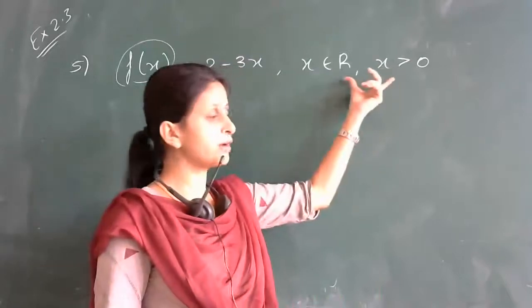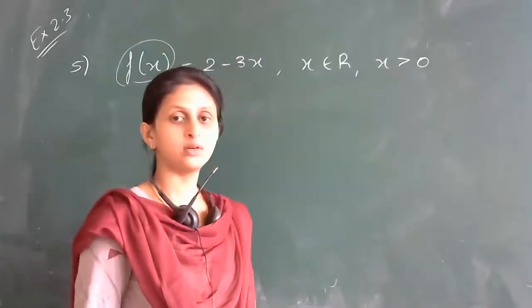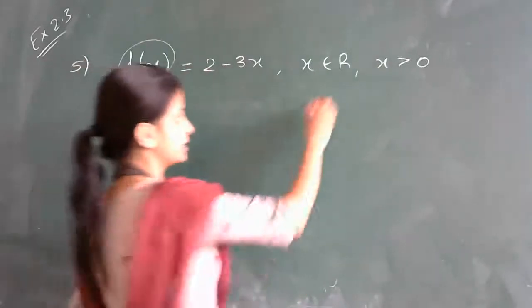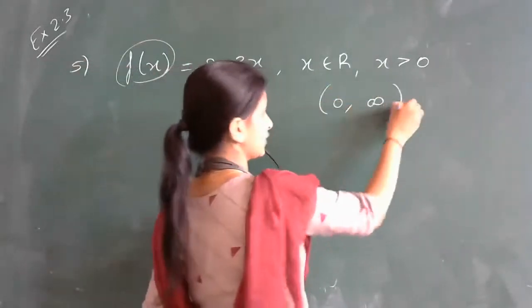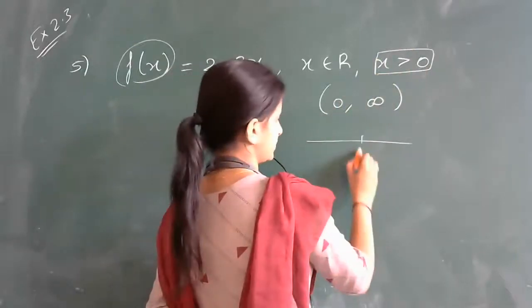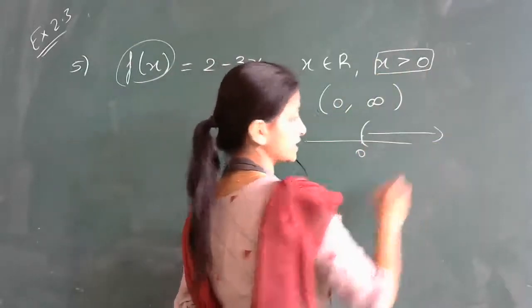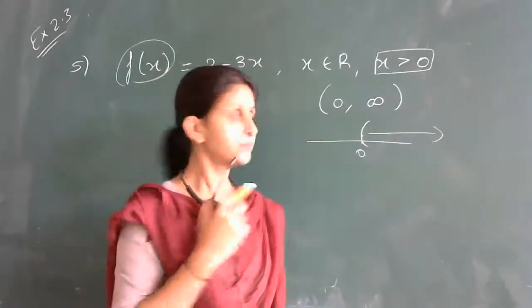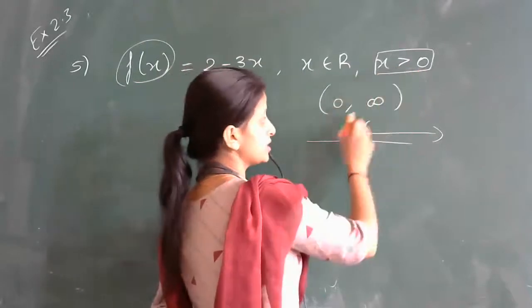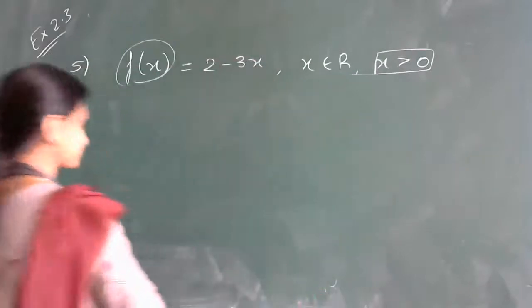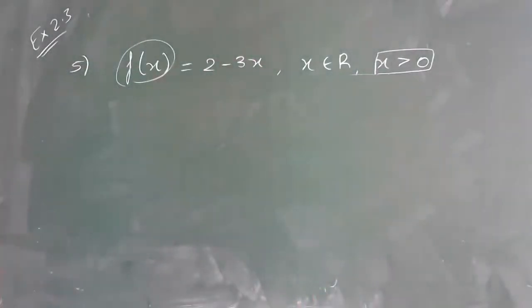Can you tell me the domain by looking at this? What is the domain, students? It is nothing but the open interval 0 to infinity. x is greater than 0, so all those values greater than 0 are nothing but the domain. Values of x is domain, so x greater than 0 is my domain. The domain they have already given us. We have to find the range, so let us find the range now, one by one.